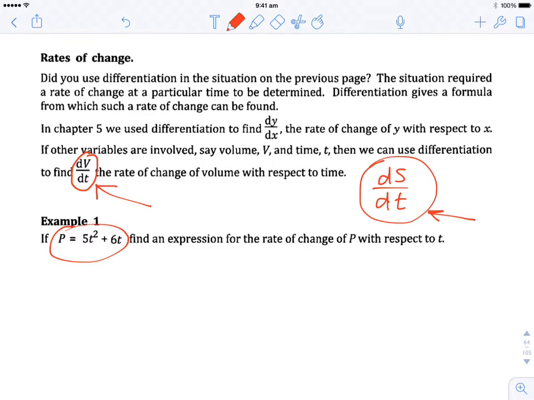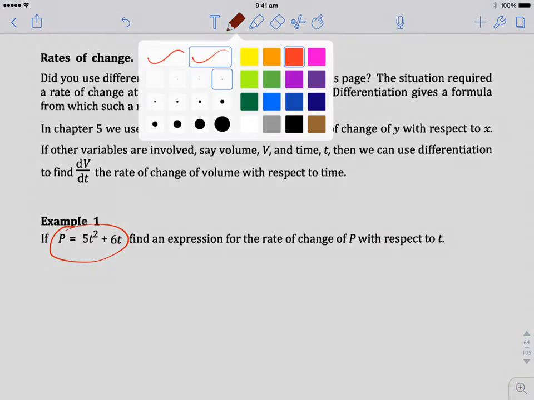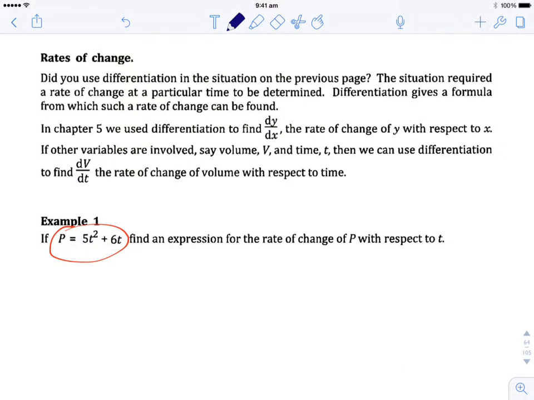So you'd expect these things here to be something like litres per minute for the volume, or centimetres squared per second if we're talking about the rate of change of the surface area of a balloon. There's all kinds of cool relationships going on here that calculus can help us understand. So here's some real basic examples. If p is equal to that, find an expression for the rate of change of p with respect to t. What that means is dp/dt.